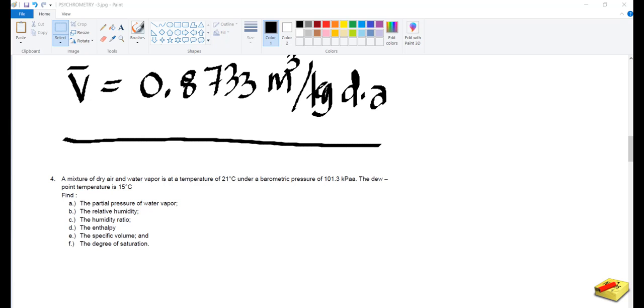So next problem, we have a mixture of dry air and water vapor at a temperature of 21 degrees Celsius, and it is under a barometric pressure of 101.3 kPa. Then we have the dew point temperature, which is 15 degrees Celsius. So find A, the partial pressure of water vapor, B, the relative humidity, C, the humidity ratio, D, the enthalpy, and E, the specific volume and the degree of saturation.